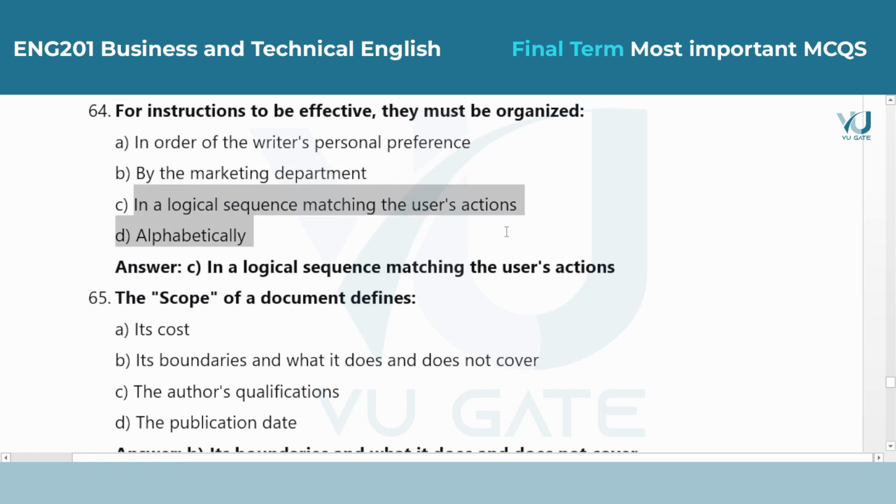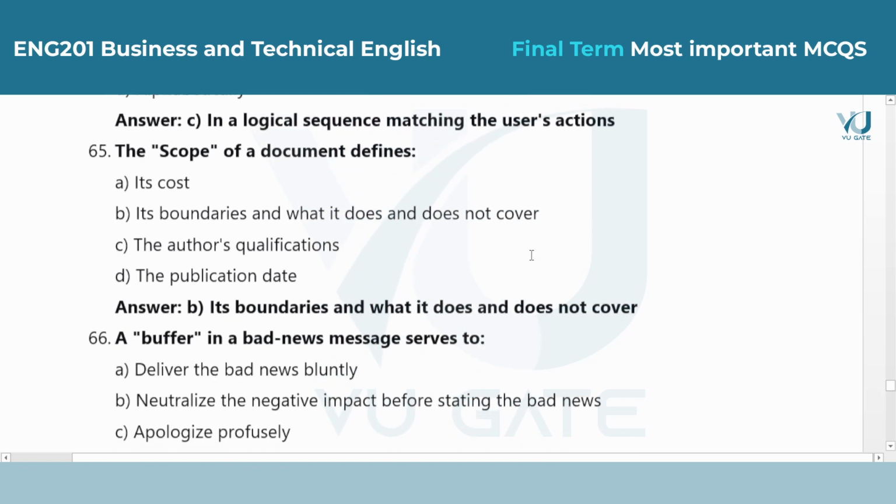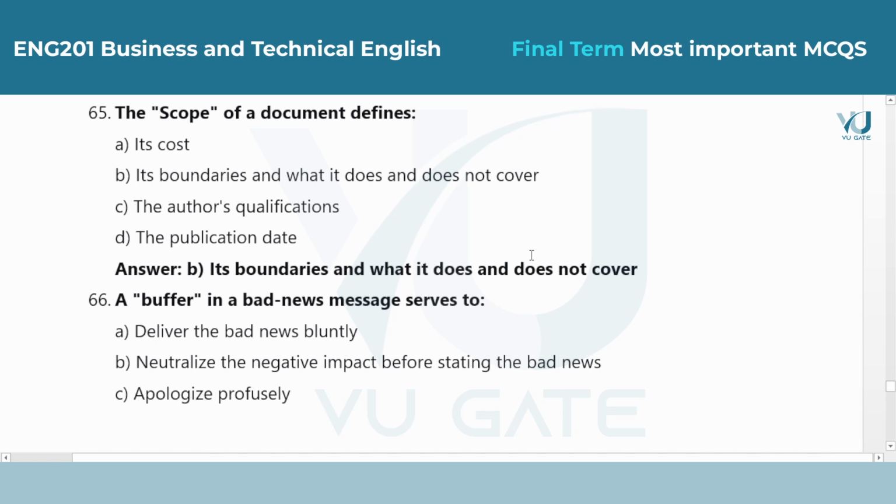64. Question. For instructions to be effective, they must be organized. Answer. C. In a logical sequence matching the user's actions. Concept. Instructions should follow the natural chronological order of the task to ensure the user can follow along without getting lost. 65. Question. The scope of a document defines.